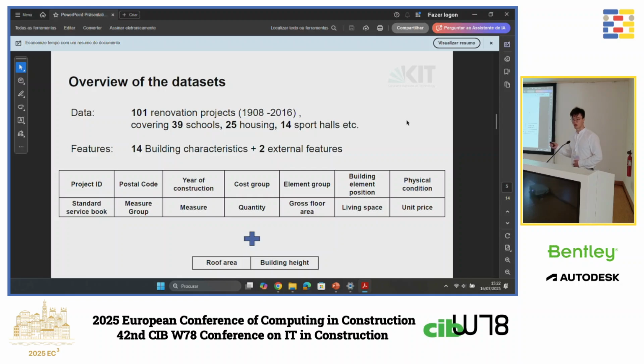So this is an overview of the data set. We just use 100 project data. The reason is that the company provides tons of Excel sheets. There are a lot of them, and it takes enormous time to process all the data. So it took a few weeks to process just 100 projects. They cover about 39 schools, 25 housing buildings and 40 sport halls, and other buildings that cannot be classified correctly.